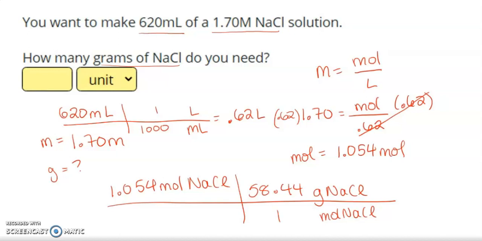We're going to do top times top, divide by bottom. 1.054 times 58.44, divide by 1. And that equals 61.6 grams. And that's my answer. So if you're making this solution in lab, you're going to take 61.6 grams of NaCl and dissolve it in enough water until you get to 620 milliliters. That will give you a solution that has a molarity of 1.7 molar.